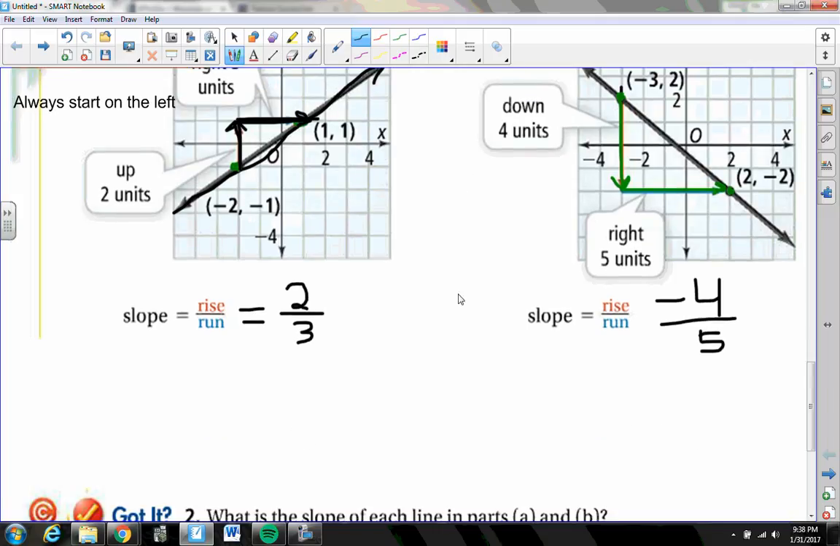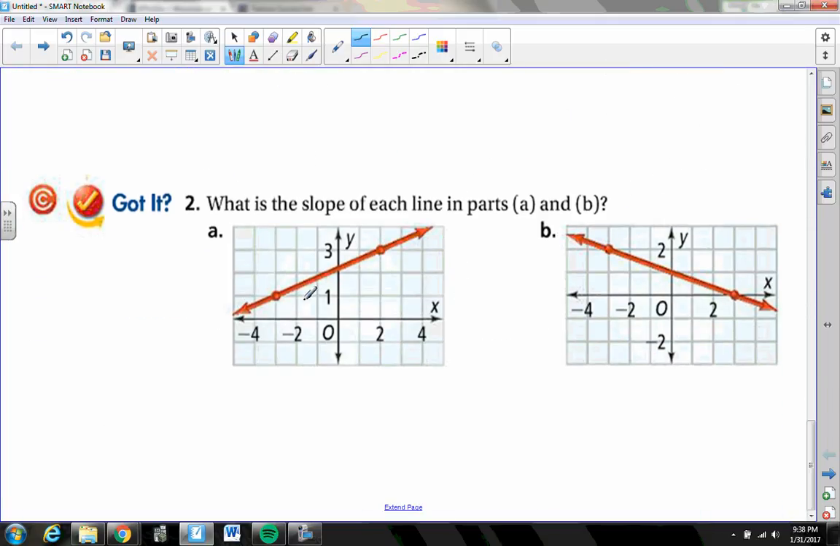I've got a couple here for you to try. I want you to use these points here and here for that line, and then here and here for that line, and decide how much are you rising, how much are you running. Make me a slope fraction for each of these graphs. Pause the video, take a look at that for just a moment, then come on back and I'll show you what we should have.